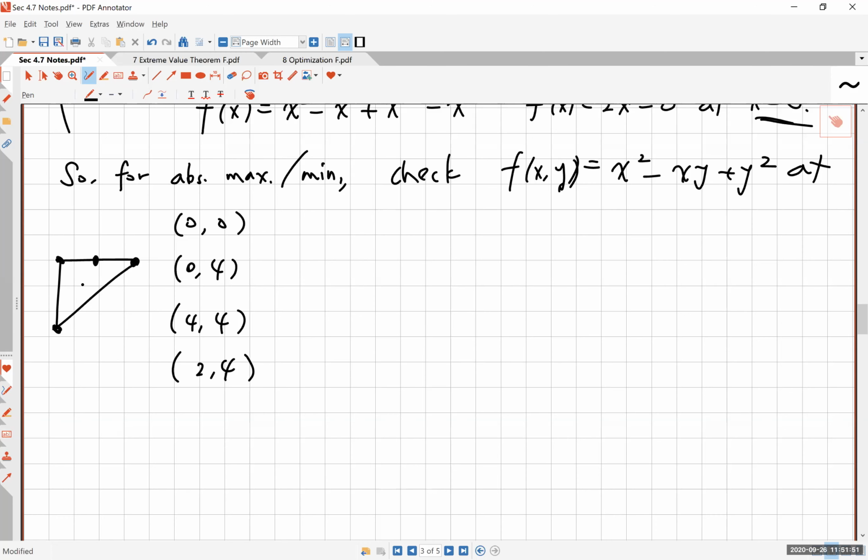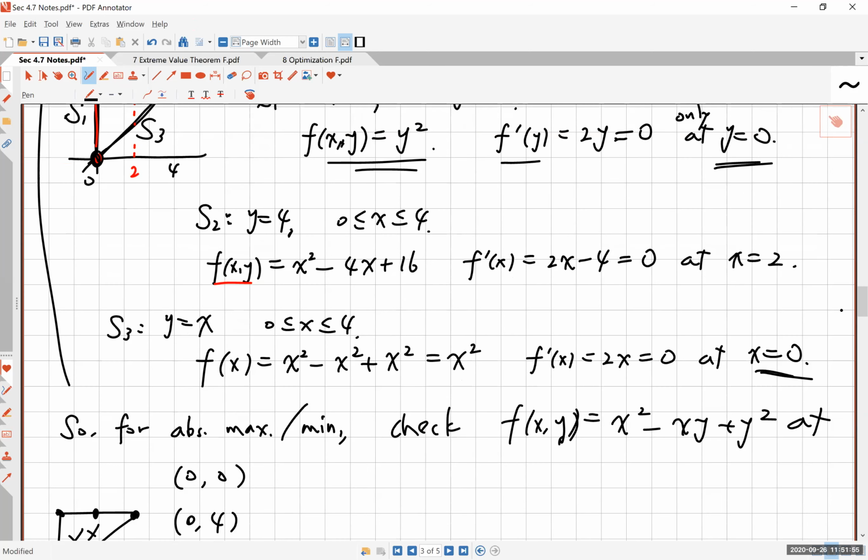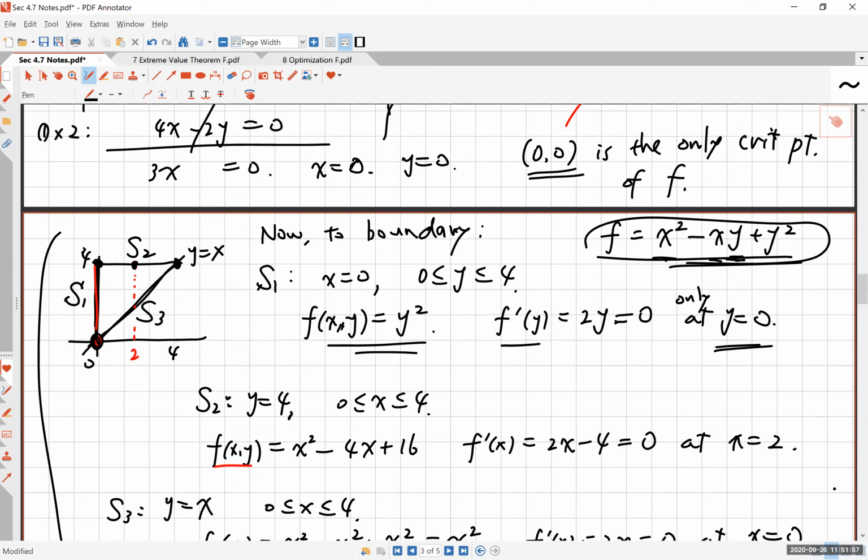How about the inside? There's nothing inside that we have to check, because the only critical point of this function was 0, 0, which we are already considering.